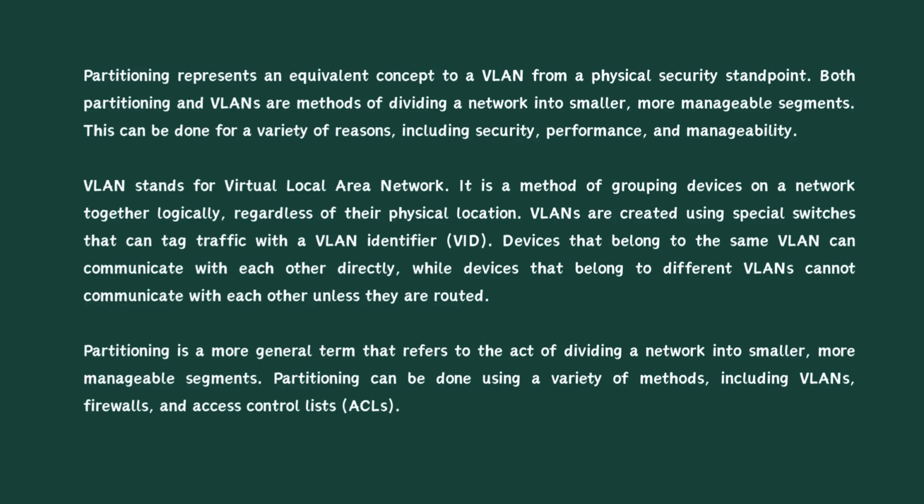VLANs are created using special switches that can tag traffic with a VLAN identifier. Devices that belong to the same VLAN can communicate with each other directly, while devices that belong to different VLANs cannot communicate with each other unless they are routed. Partitioning is a more general term that refers to the act of dividing a network into smaller, more manageable segments. Partitioning can be done using a variety of methods, including VLANs, firewalls, and access control lists.